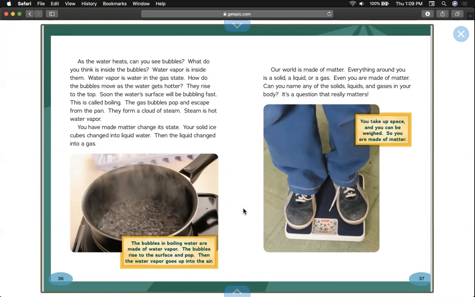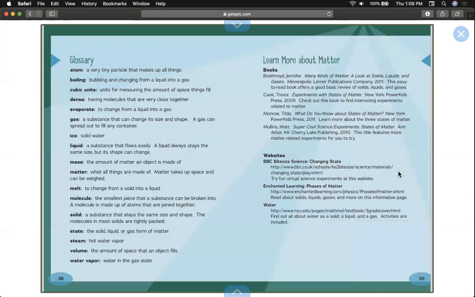Our world is made of matter. Everything around you is a solid, liquid, or gas, even you, because you are made of matter. Can you name any of the solids, liquids, and gases in your body? It's a question that really matters. You take up space and you can be weighed. So you are made of matter.